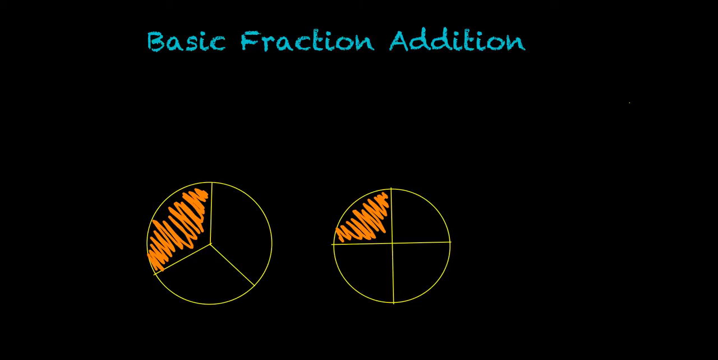We have two diagrams here on the screen. And on the left, we see 1 out of 3 shaded. So this would represent 1/3. And on the right, we have 1 shaded out of 4. So that would represent 1/4. Now, if I want to add these two together, I have a problem.